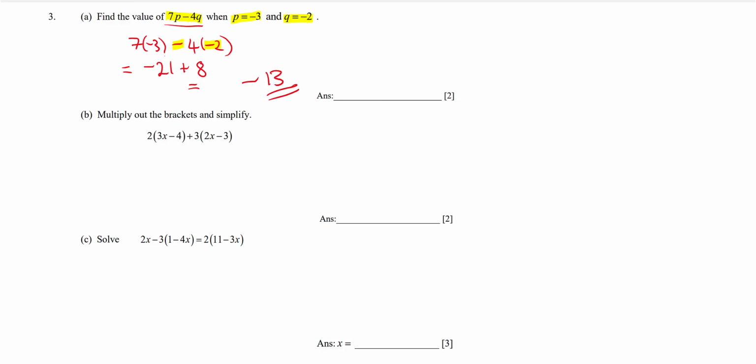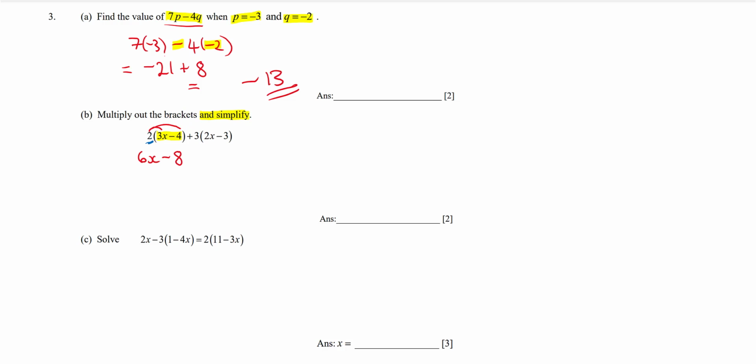Question 3, part B. We're going to multiply out the brackets and simplify. So for this first bracket, in the brackets we've got 3x minus 4. So we're going to multiply everything in that bracket by 2. So what we have then is 2 times 3x, which is equal to 6x. And then we have 2 times minus 4, which is minus 8.